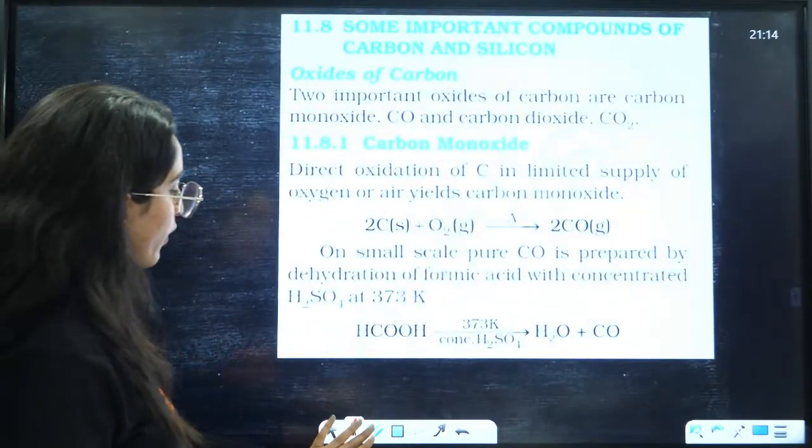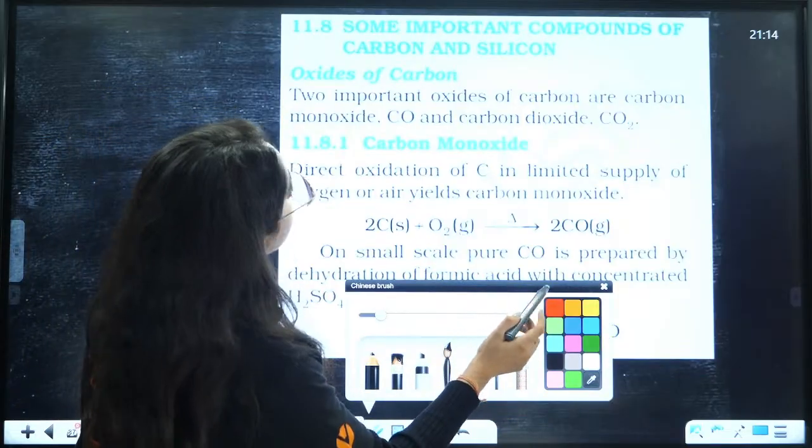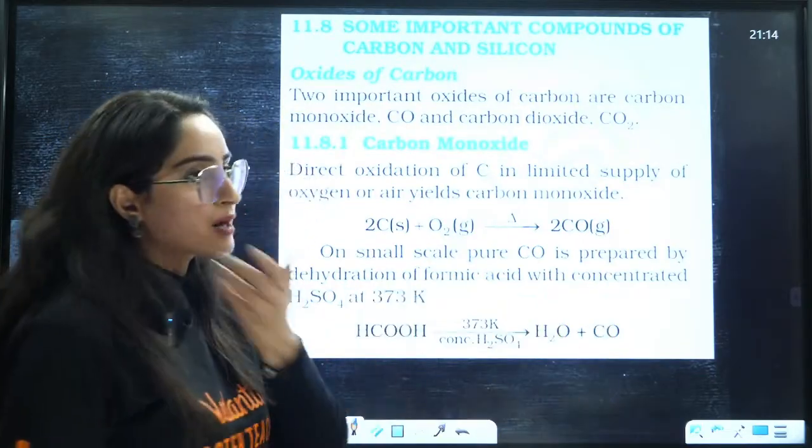Some of the important compounds of carbon and silicon.